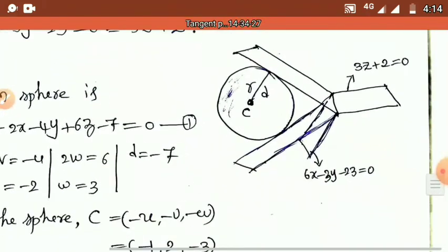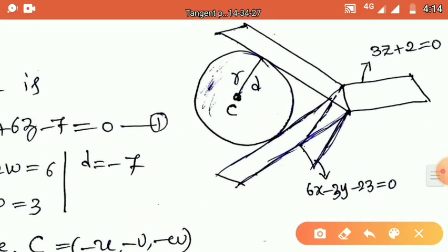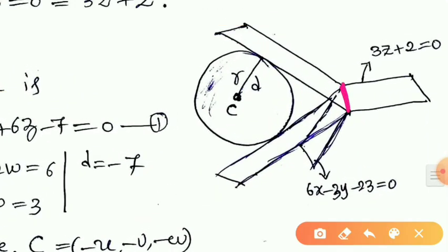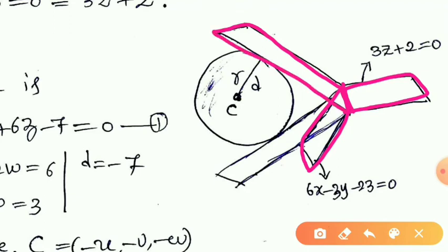You can see in the diagram. Here this is the line given in the problem. This line is nothing but the line of intersection of these two planes. So what we have to find? We have to find a plane passing through this line and touching the given sphere.